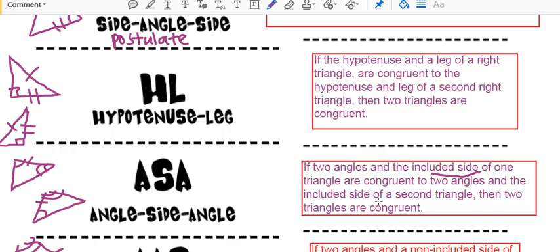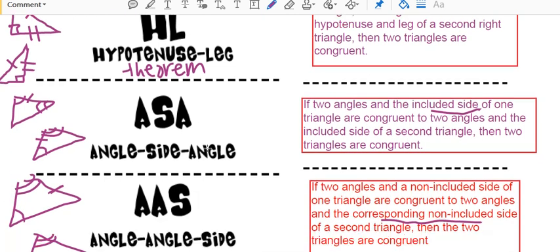All right, and then finally back to these. Hypotenuse leg is a theorem. Angle side angle is a postulate.